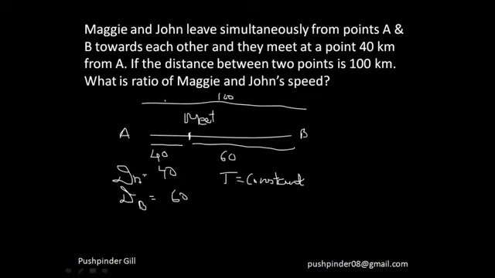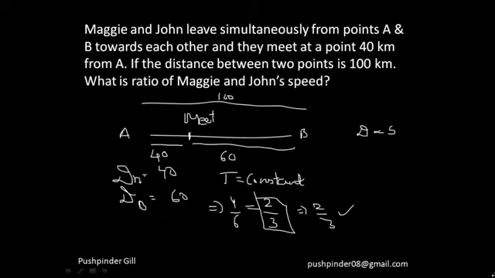So now he's asking the ratio of Maggie's and John's speed. Now since the time is constant and we know the ratio of their distances, the ratio of their distances is 4/6, which is nothing but 2/3, right? The ratio of their distances is 2/3. Time is constant, which means that the ratio of their speeds will also be equal to 2/3, because you know that distance is directly proportional to speed when time is constant. Fine. So you didn't have to form any equations or anything like that. You will be able to solve this question pretty easily.